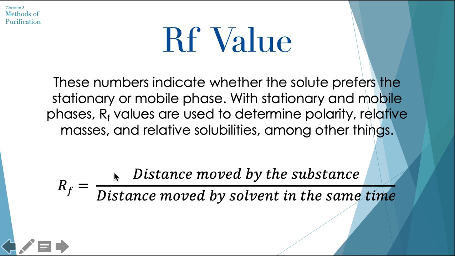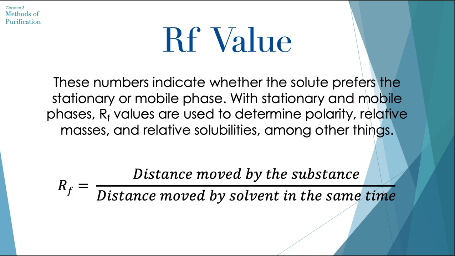So finding an RF value of a dye, for example, what we do is that we divide the distance moved by the substance by the distance moved by solvent in the same time. So how much distance has been moved by the substance? We divide that by how much distance the solvent, which soaks up the paper, has moved in the same time. The distance moved by that solvent. So we divide it and we will get the RF value of that particular substance. So this is how RF values are found.